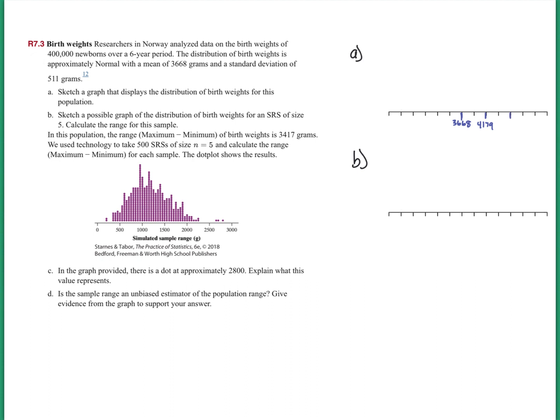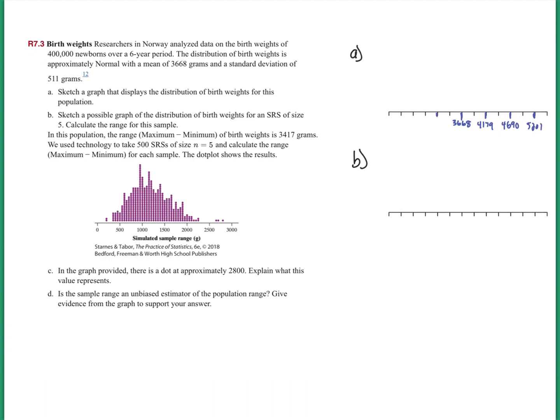Okay, so that's one standard deviation above the mean. If we add 511 to that, we get 4690. And then maybe we'll do one more standard deviation. So this will be 3 standard deviations above the mean. So just add 511 to the 4690, and you get 5201. Okay, so that's 3 standard deviations above the mean.